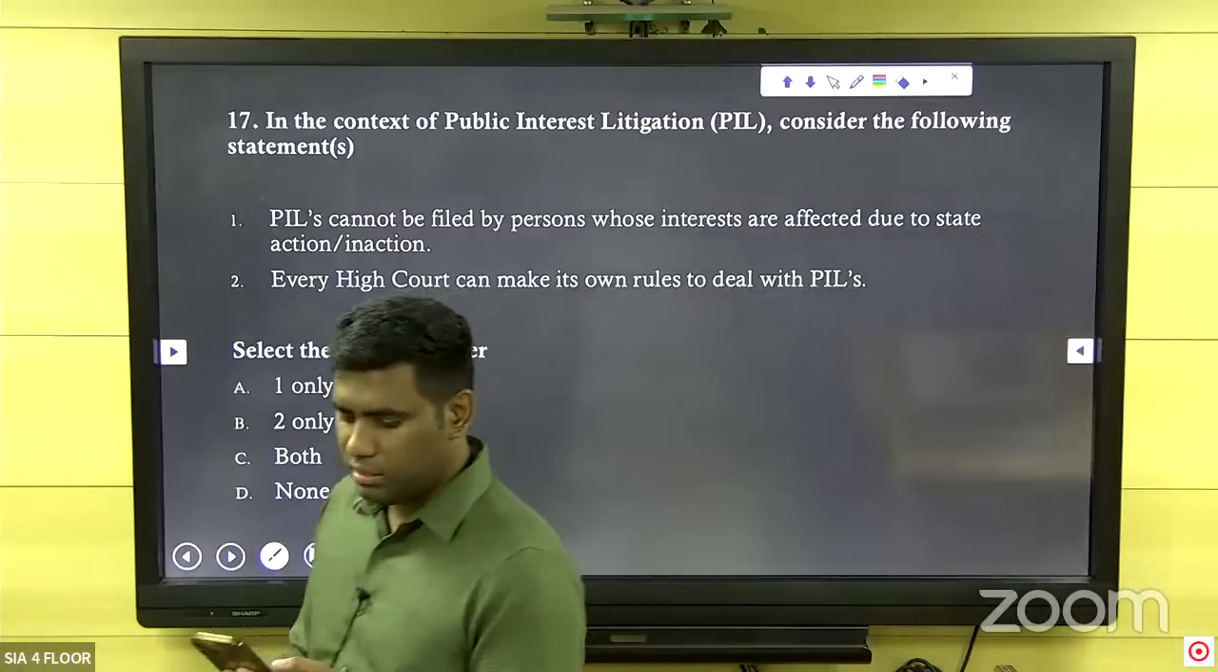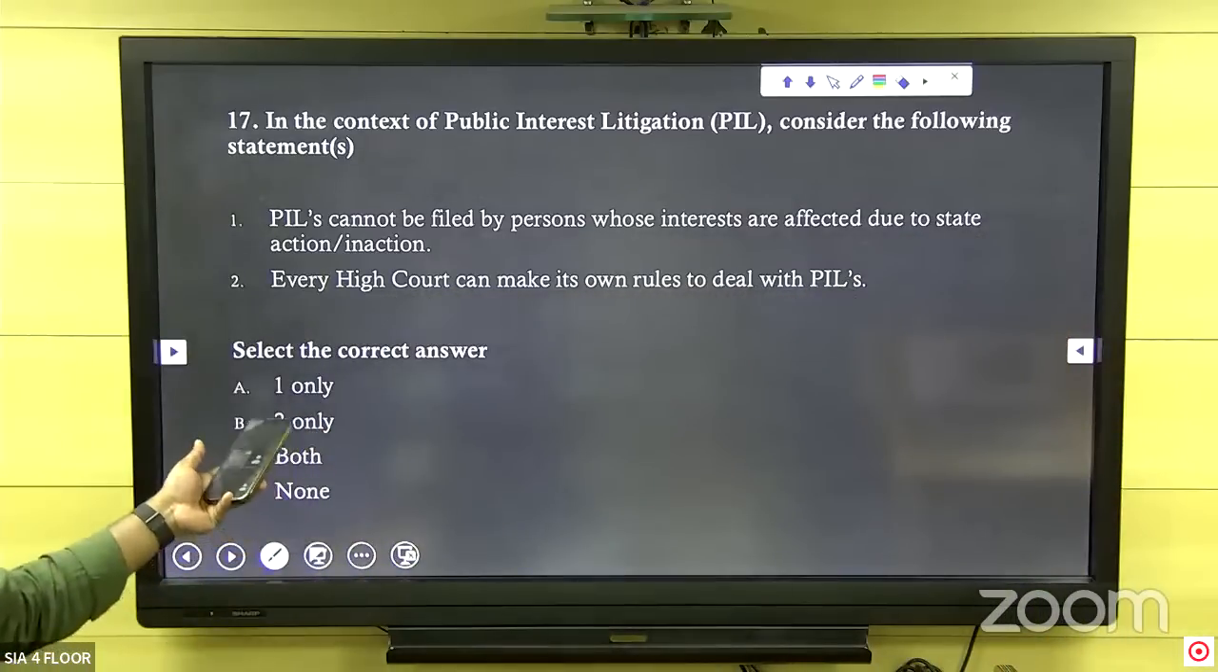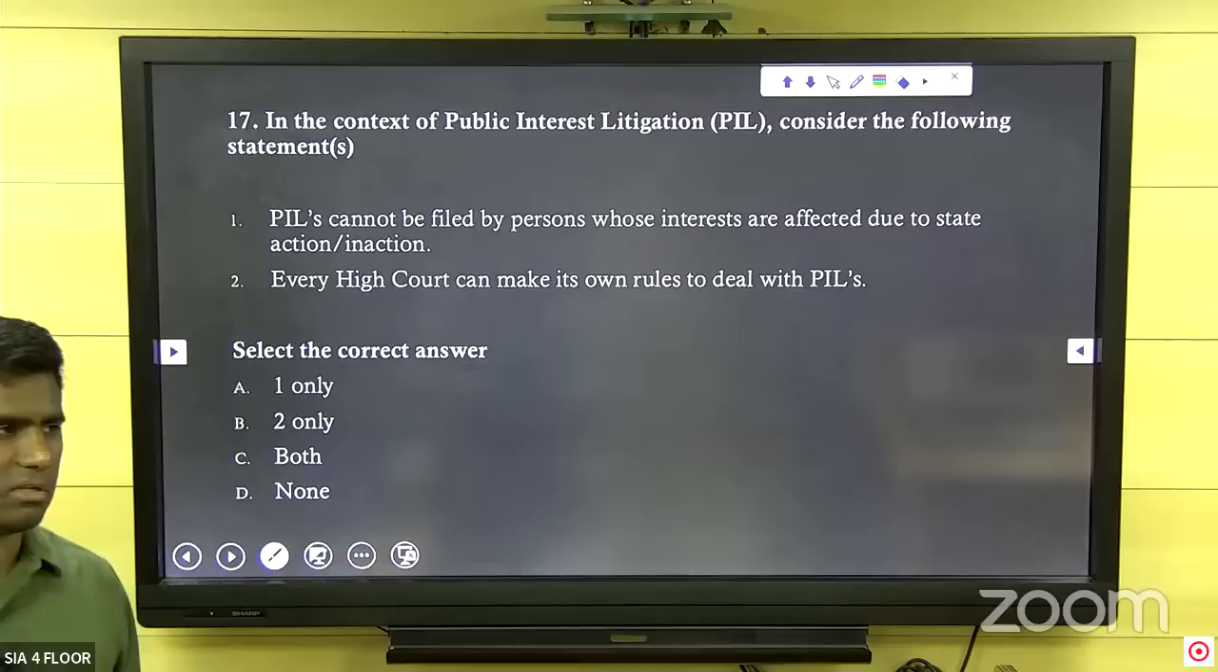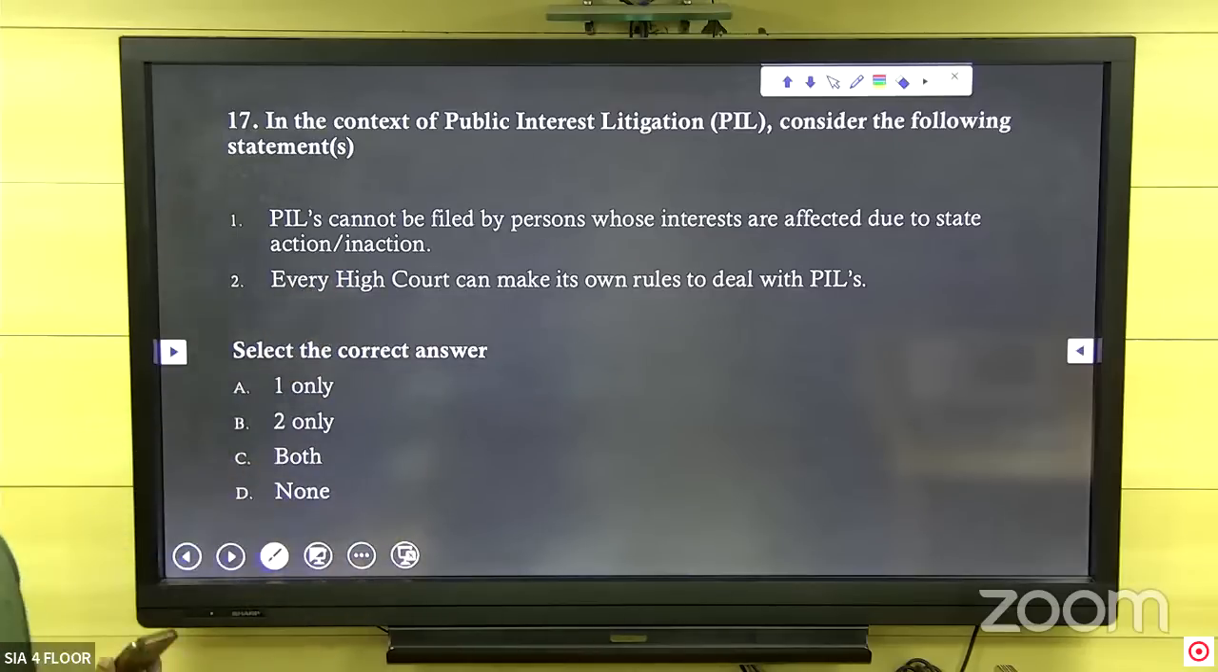So, regarding PIL, there was a dispute and it went to the Supreme Court. The Supreme Court had given some judgments regarding the judicious use of PIL. Based on this, a question has been chosen.